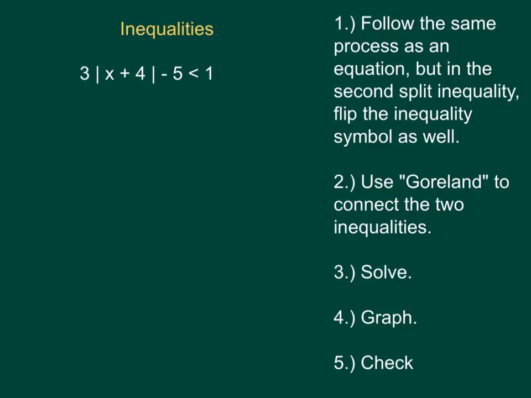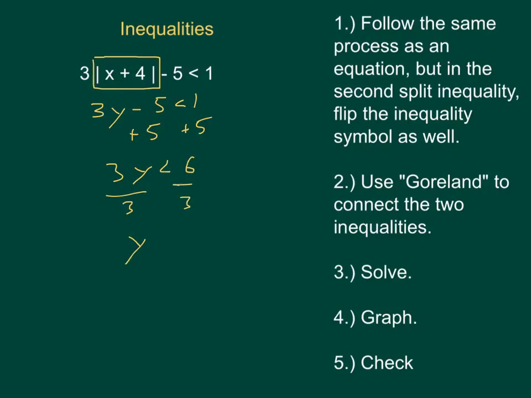Inequalities are similar, and there's just one thing that needs to change. I'm going to start by following the same process as an equation in isolating the absolute value. So I want to isolate the absolute value of x plus 4. So I can think about that as 3y minus 5 is less than 1. Add 5 to each side. It's going to give me 3y is less than 6. And dividing by 3 gives me y is less than 2.